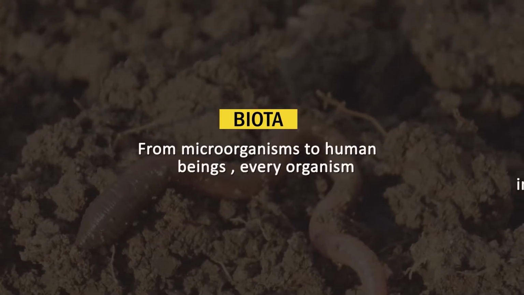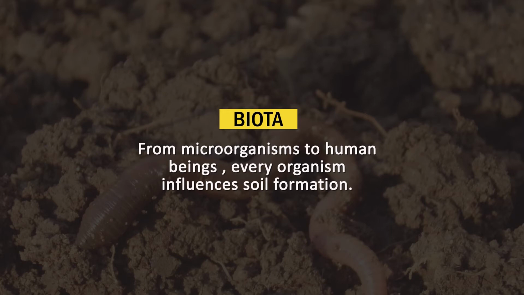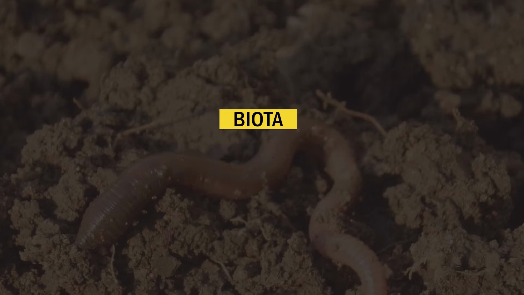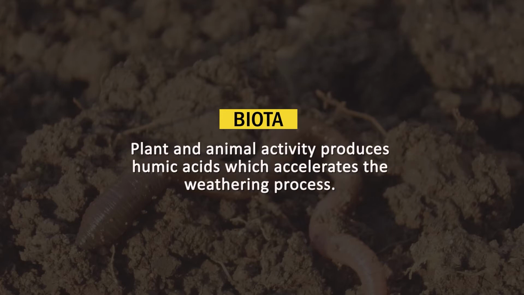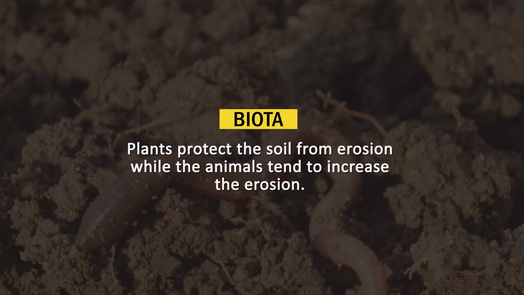Then biota means the presence of plants, animals and microorganisms. It also influences the formation of the soil, because right from the microorganisms to human beings, every organism influences the formation of the soil. Bacteria help in the decomposition of the soil. Then there is plant and animal activity. It produces humic acid which accelerates the formation of soil through weathering. Plants normally protect the soil from erosion, but on the other hand, animals increase the erosion of the soil. So in this way, the presence of plants and animals at a certain place also influences the formation of the soil.